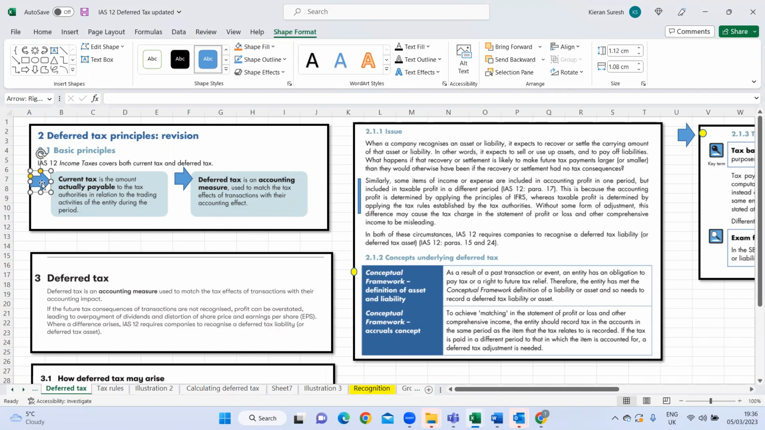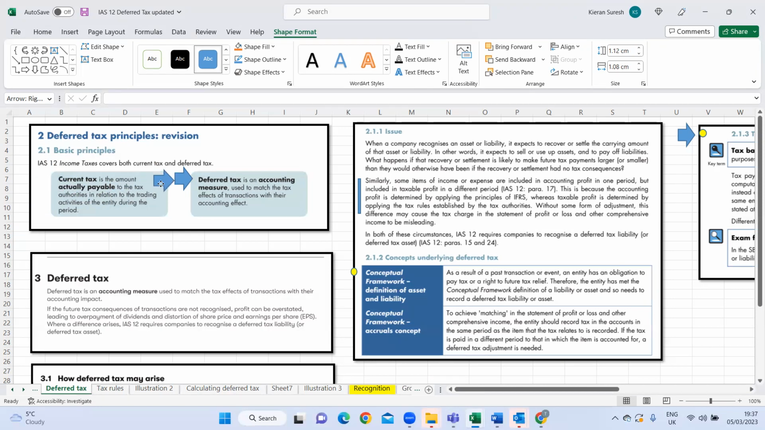That is current tax. And as I said in the previous video, when the current taxes are not paid for the current period or the previous period, then that will be moved into a tax liability, right? That is what current tax means. It is the amount actually payable to the tax authorities in relation to the trading activity. So we would convert the accounting profit into a taxable profit, and then the tax rate will be applied. That is what current tax means.